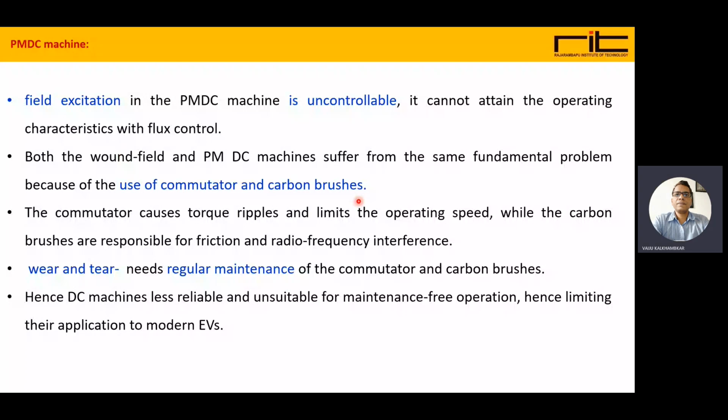Also there is sparking. It causes torque ripples and limits the operation, while the carbon brushes are responsible.